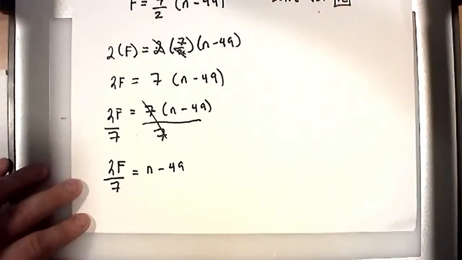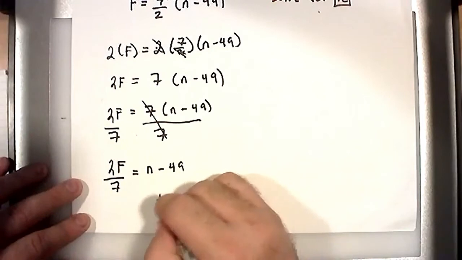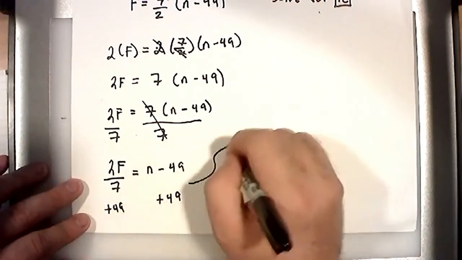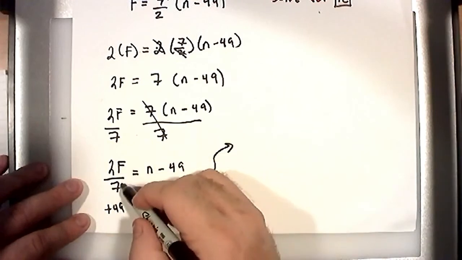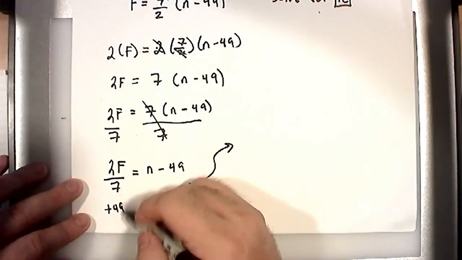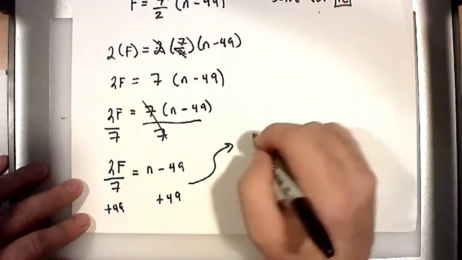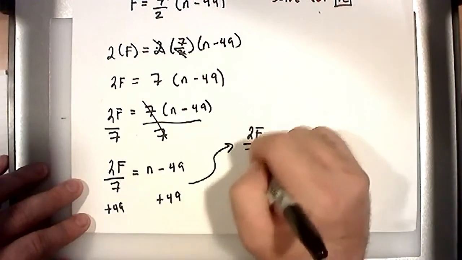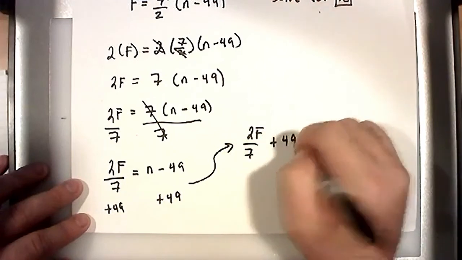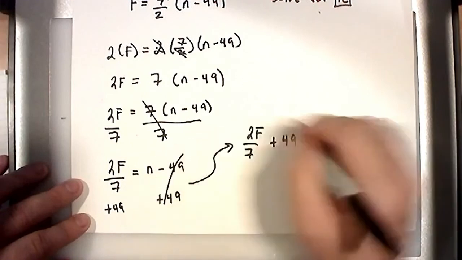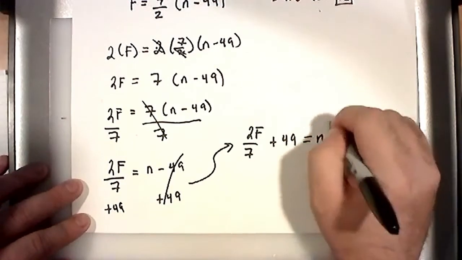There's nothing to multiply by. So now to get n by itself, I'm just going to add 49 to both sides. Now don't panic here. This is where people start getting weird. 2f over 7, okay, plus 49. This is f. This is 2f over 7 and 49. These aren't like terms. It's going to be 2f over 7 plus 49. You can't combine those to make it anything cleaner. And on the right side, negative 49 and 49 canceled, and you're left with just n.